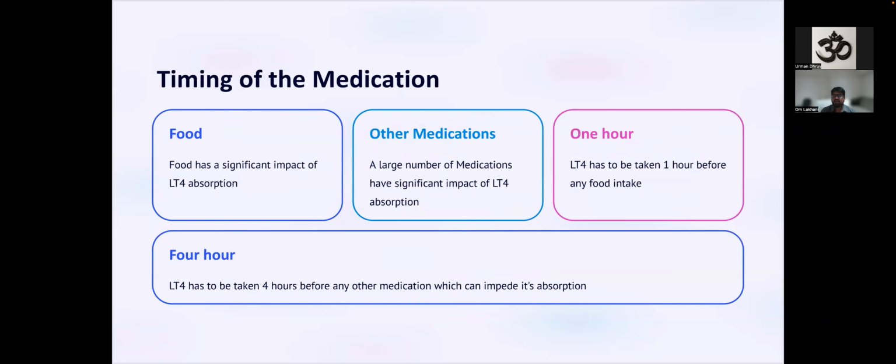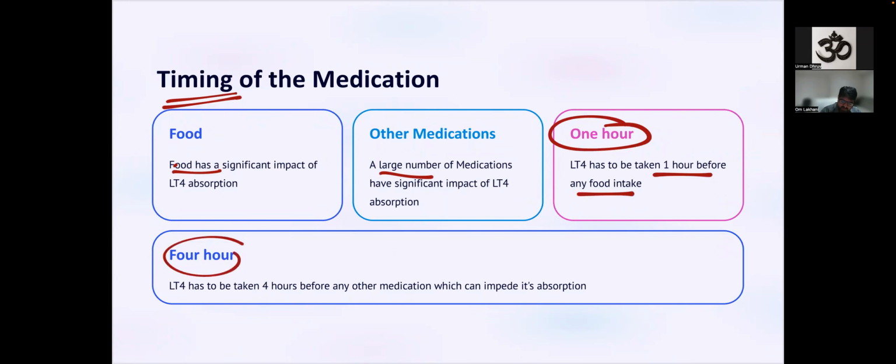Okay. Second, a very important and very often missed clinical issue is timing of the medication. Right now, this looks very simple, but the point is that this is often missed out in clinical practice. Now, food tends to have a very significant effect on levothyroxine absorption, right? LT4 absorption. A lot of other medications also impact levothyroxine absorption. Ideally, levothyroxine should always be taken 1 hour before any food intake, right? This is very, very important. Or you can take it 4 hours after any food intake.